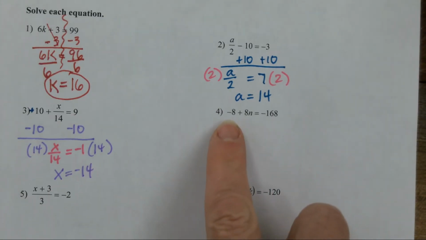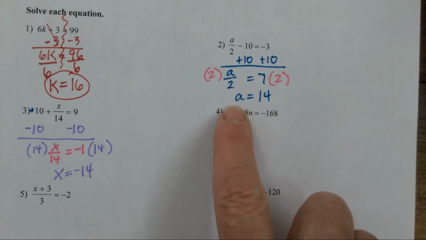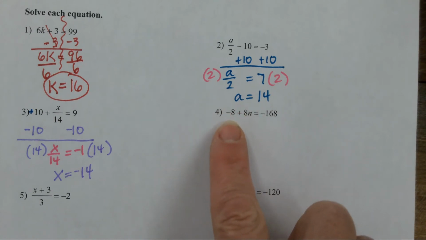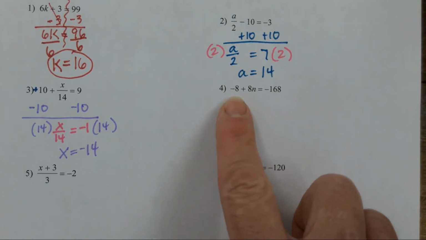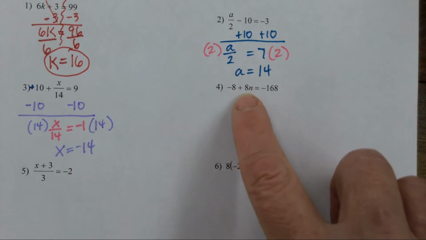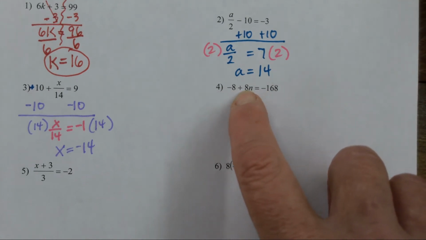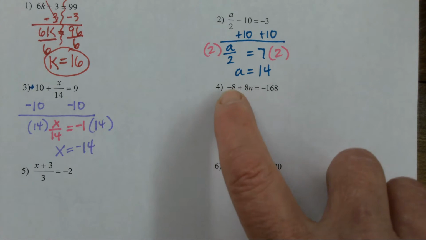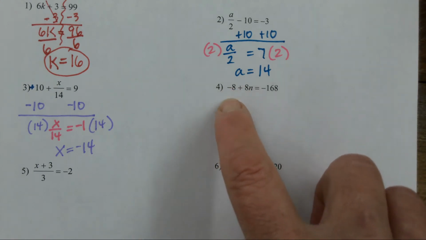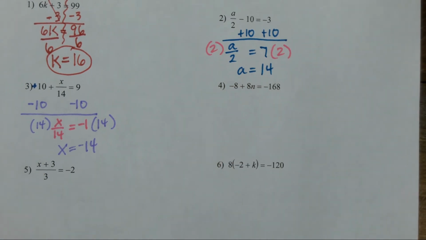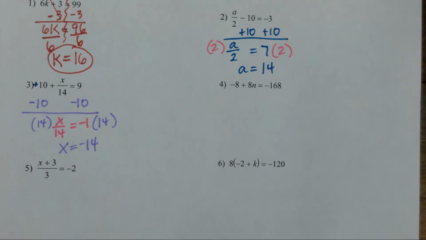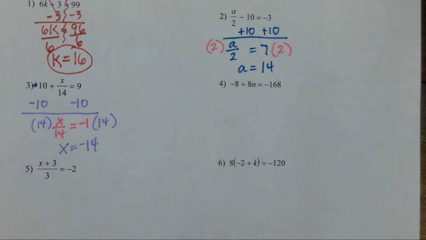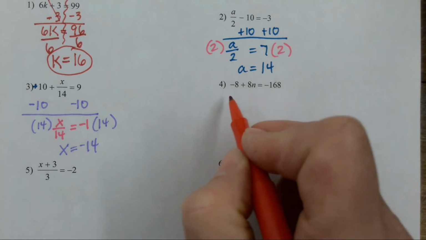When you look at 4, the freestanding number, the number without a variable, is in front there, but this time it's negative. It doesn't matter that what came after the negative 8 is plus, because I'm only looking at the negative 8. How do I get rid of a negative 8? I do a positive 8, exactly.